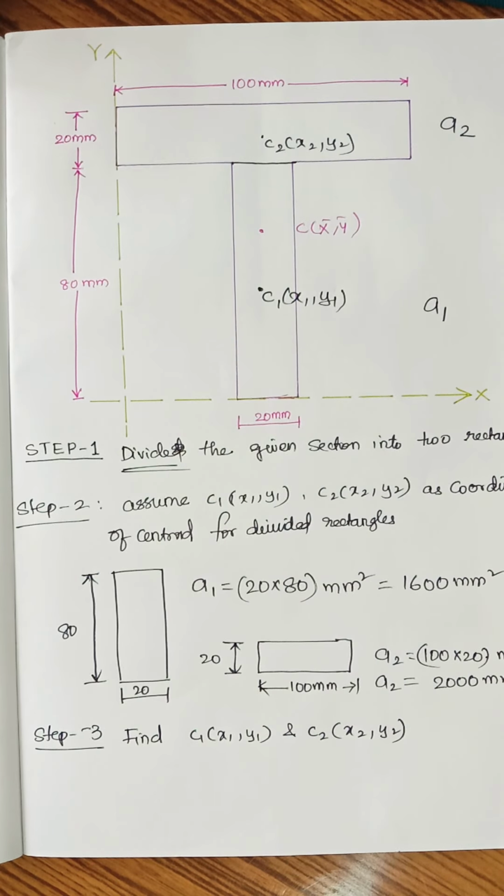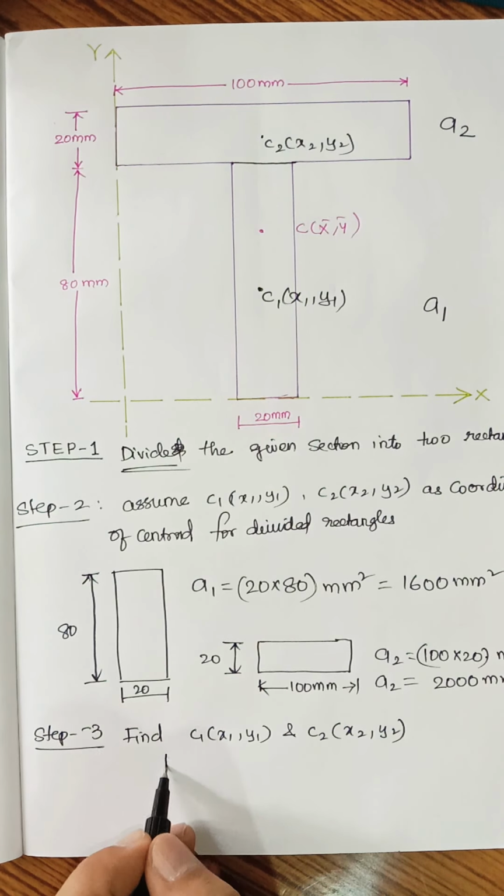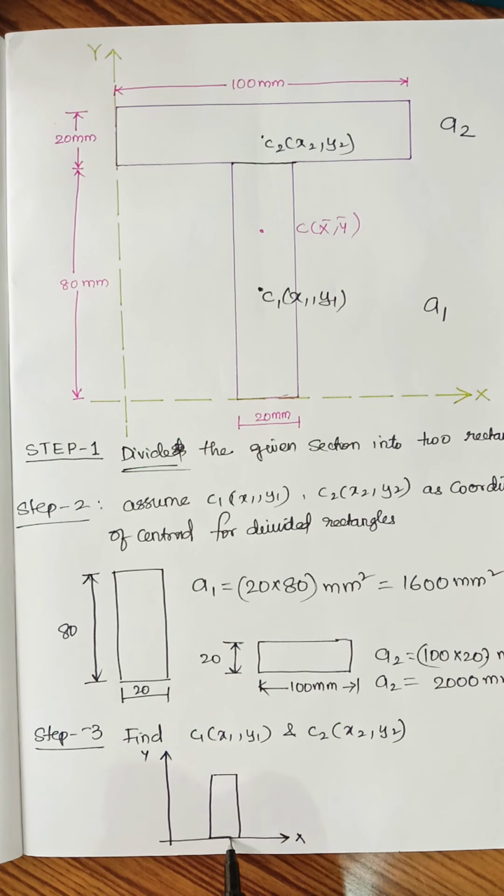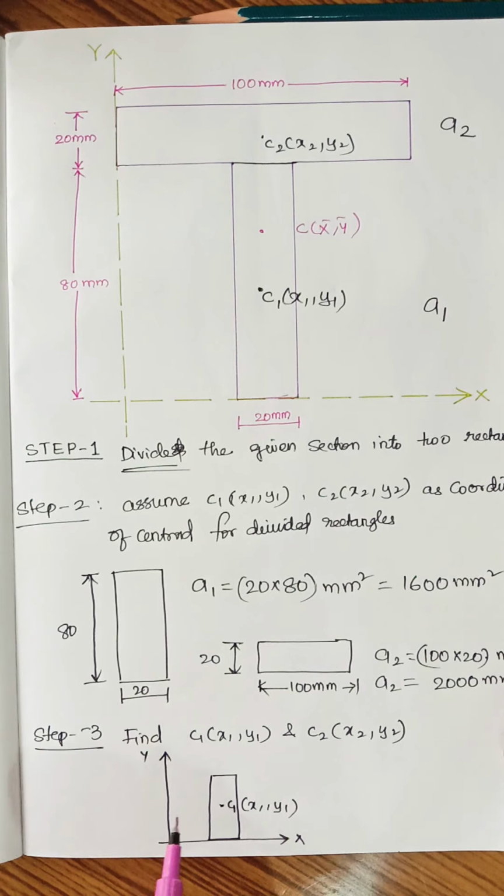Now the next step is to find C1 x1, y1 and C2 x2, y2. What are these? As I have already discussed, they are the coordinates of the centroid for the divided rectangles. I'm explaining again: if I consider the reference x-axis and y-axis, and for example the first rectangle here, it has a centroid C1 whose coordinates are x1 comma y1, where x1 refers to the distance from the reference y-axis, so this is x1, and y1 refers to the distance from the reference x-axis.